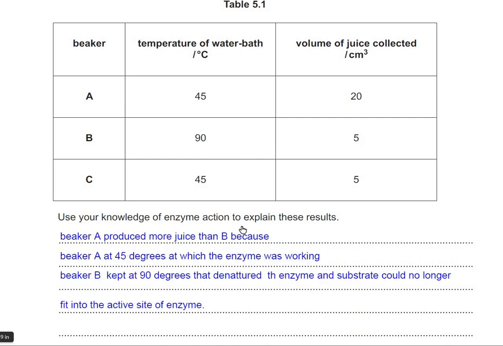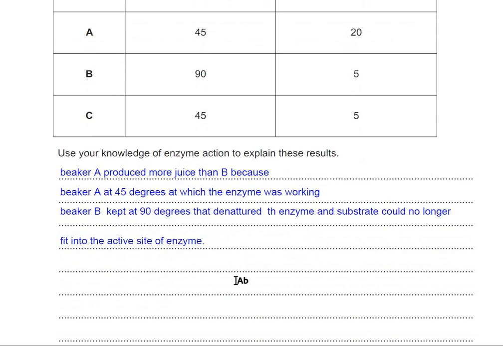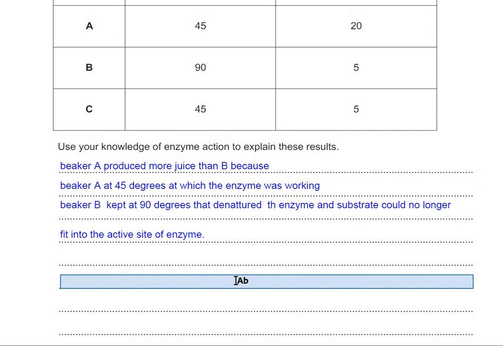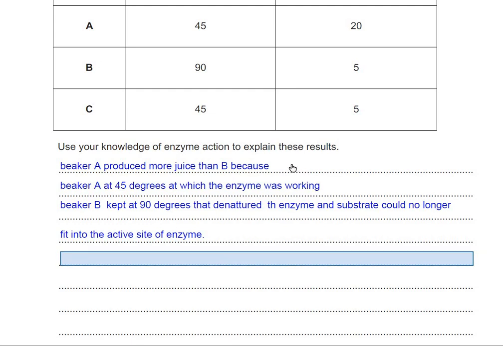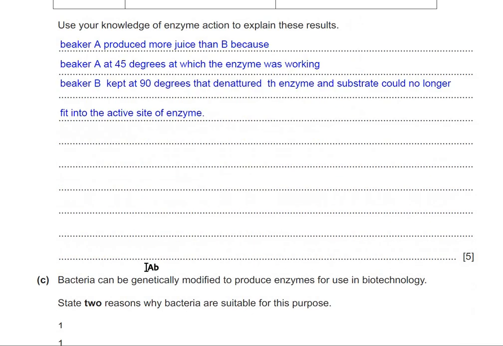So you have to write the answer in this way: first of all, we will tell the results, that beaker A produced more juice than beaker B. And then we will explain the results: beaker A was at 45 degrees Celsius, at which the enzyme was working at its best activity. And beaker B, which was kept at 90 degrees Celsius, denatured the enzyme and the substrate could no longer fit into the active site.